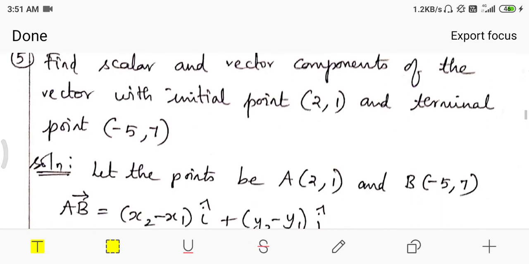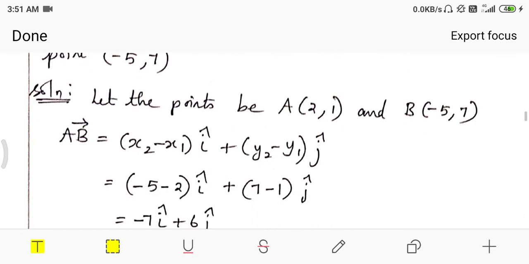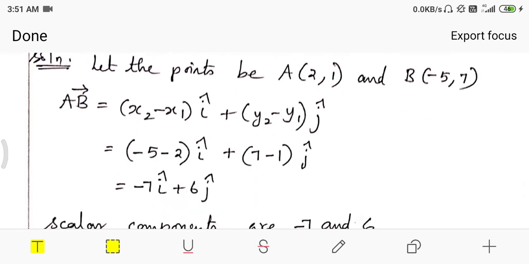Then fifth one, find scalar and vector components of the vector with initial point 2, 1 and terminal point -5, 7. So let us mark the points as A and B, and we know the formula. When 2 points are given, if you want to find the vector, the formula is AB vector equal to x2 minus x1 i cap plus y2 minus y1 j cap. If three coordinates are given, 3-dimensional, then one more term will come, z2 minus z1 k cap. That is in the next question. In a similar way you can do that.